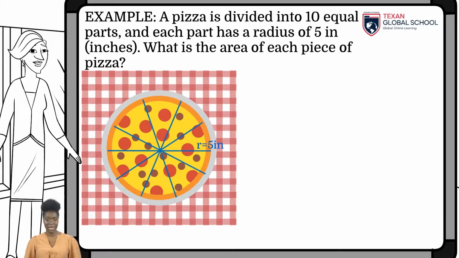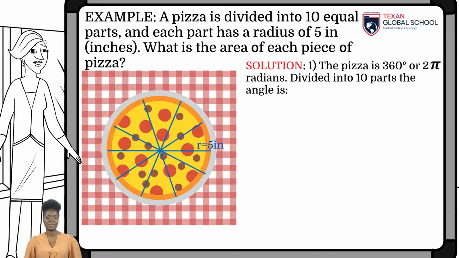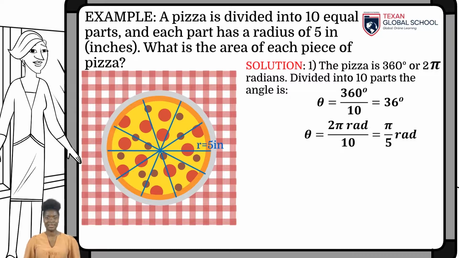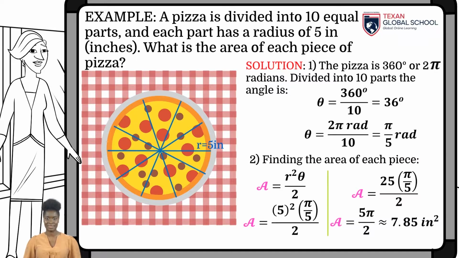We have only one data. However, the pizza measures 360 degrees, or 2 pi radians. If we divide the pizza into 10 parts, then we can divide 360 by 10. Therefore, the angle of each sector is 36 degrees. Transforming this angle theta to radians results pi fifths of a radian. Finally, we can calculate the area of each sector or each piece of pizza. Using the formula, substituting the data, results an area of 7.85 square inches.